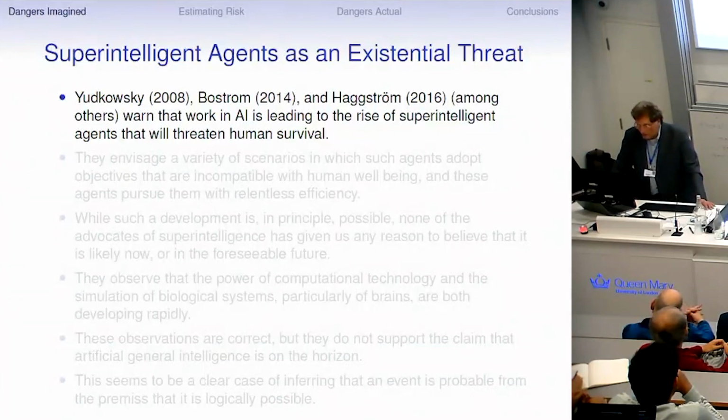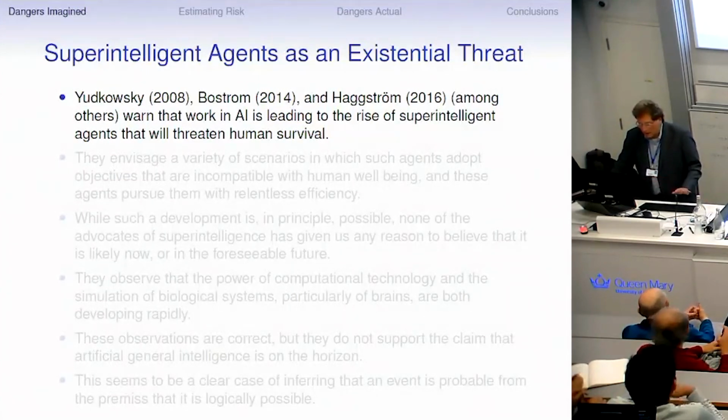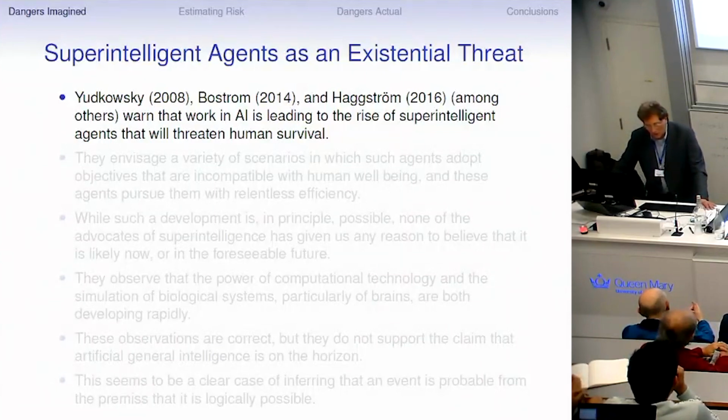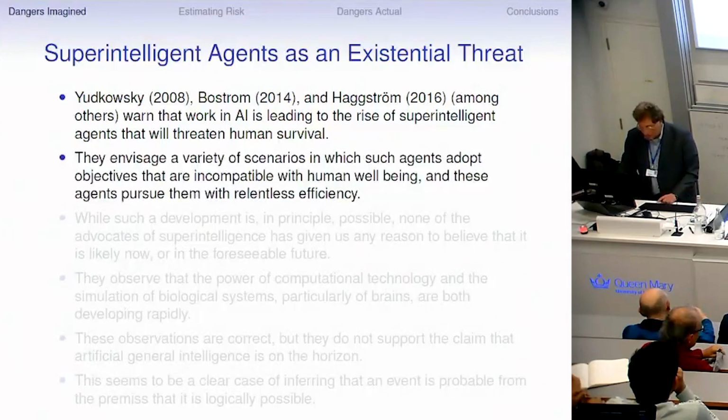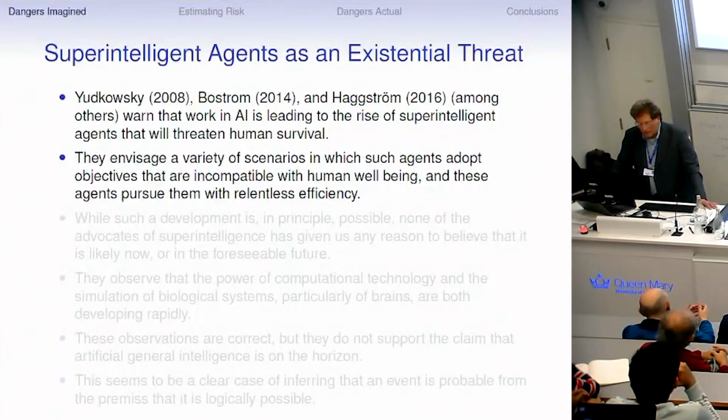Bostrom and Häggström have written books, for example, that warn that work in AI is leading inevitably to the rise of superintelligent agents that will threaten human survival. The kind of mixed view that you got in the earlier futurologists gives way to a very dark picture of these devices taking over the world and destroying humanity. And they imagine a variety of scenarios in which agents develop in this way. Basically, they all reduce to the idea of the golem, if you're familiar with the ancient Jewish myth of the golem.